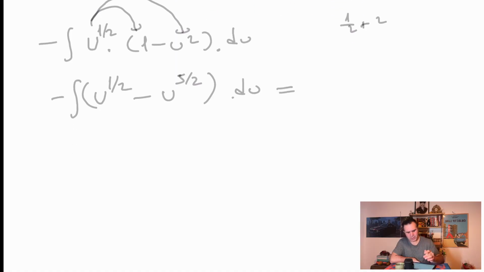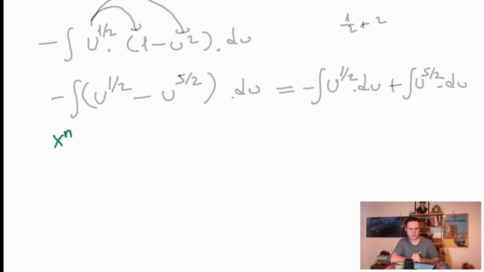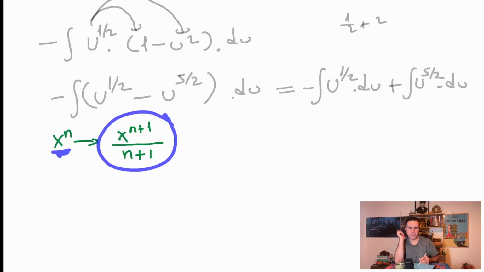And let me split this integral into two parts. This will be equal to minus the integral of u to the power of 1 over 2 du plus the integral of u to the power of 5 over 2 du. We know that when we take the integral of a power function, we add 1 to the exponent and divide by the new exponent. The integral of x to the n is x to the n plus 1 over n plus 1.